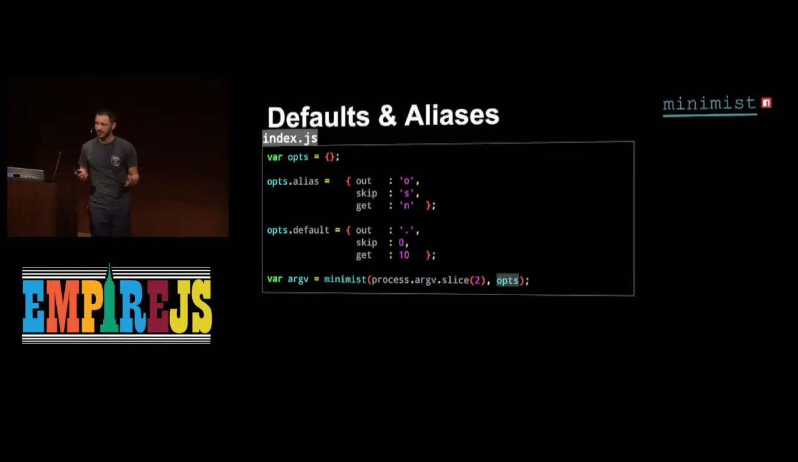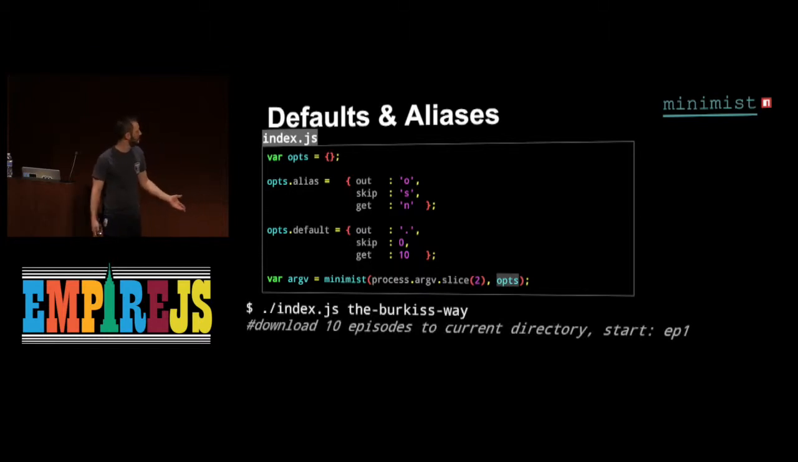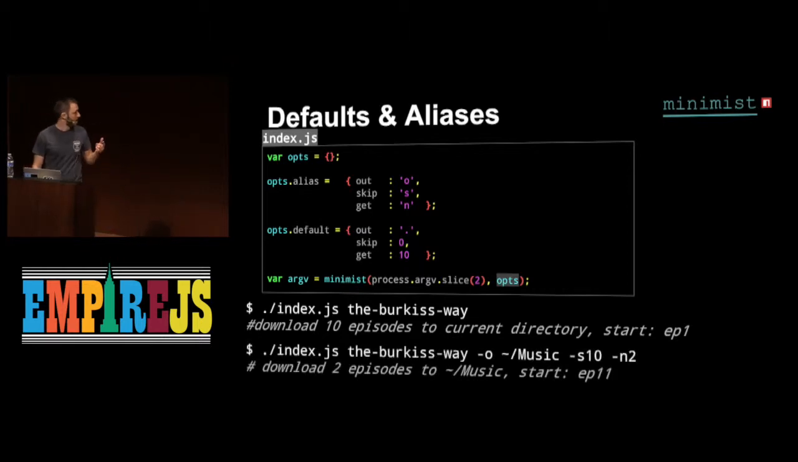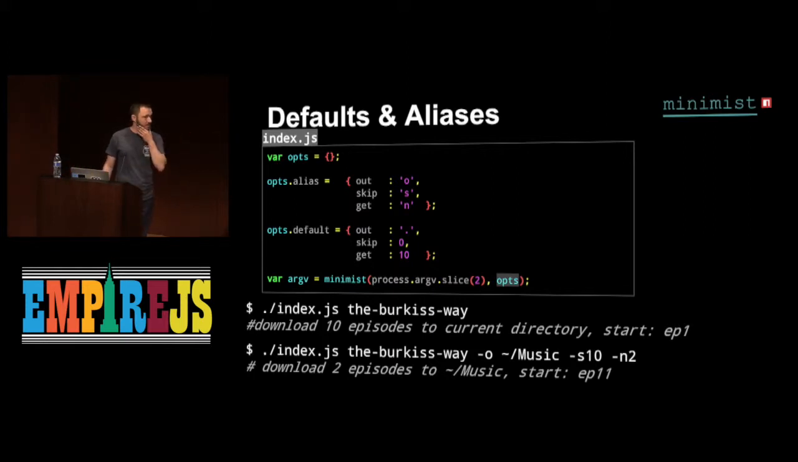And then we want to say if they don't enter anything, if they just say, I want the Berkus way, then download 10 episodes, starting with episode 1, to the current working directory. We pass those options to minimist, and now if we call index the Berkus way, it downloads 10 to the current directory, starting with 1. If we call the Berkus way -o music -s 10 -n 2, then it downloads episodes 11 and 12 of the Berkus way to the music directory.